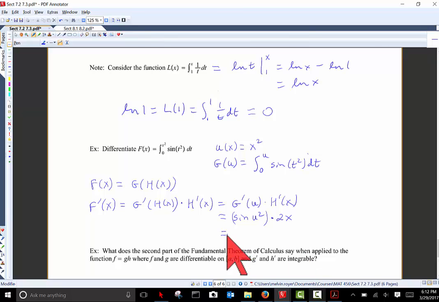The only thing remaining to do is to account for the fact that nobody wanted things in terms of u. I was the one that introduced that. So let's put x squared back in for u. So this is sine of x squared, quantity squared, which is x to the fourth. So that function, and then times the 2x.